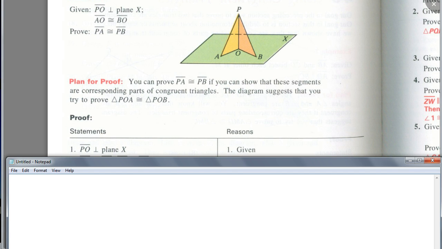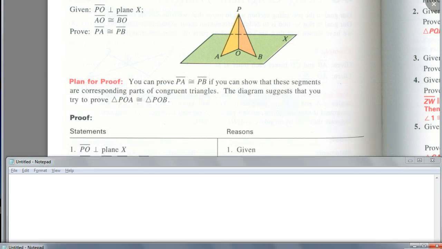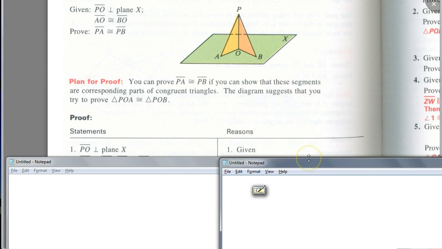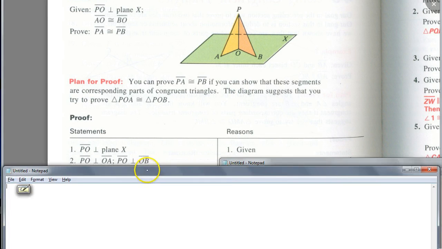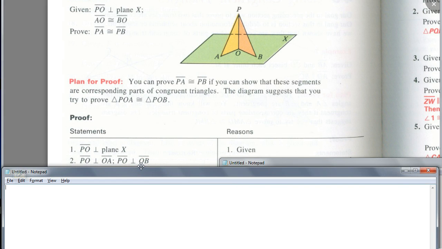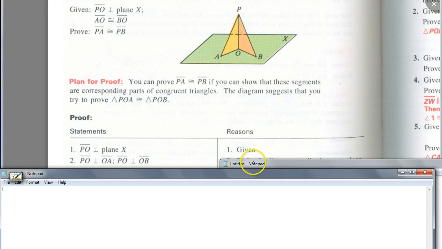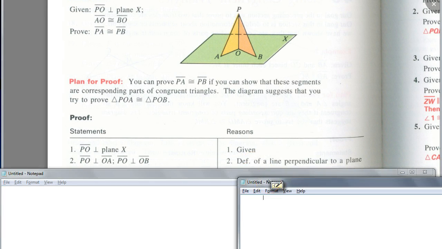Okay, Andrew, what are you going to say as your second chance? Isn't it PO is perpendicular to AO? Yes? PO is perpendicular to OB? Good, you got it. And what's the reason? Who could help Andrew with the reason for the second part? The definition of line perpendicular to a plane. Exactly. That is what we use here.